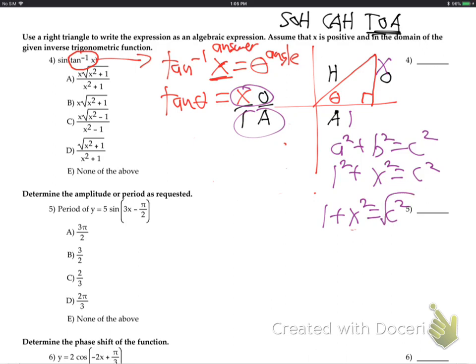Root it. Root, boom. Regular c is the square root of 1 plus x squared. Now it looks like I could square root each of those, huh? Square root of 1 is just 1, square root of x squared is just x. But you can't. It's actually not allowed. Why not? Because of the glue in the middle.